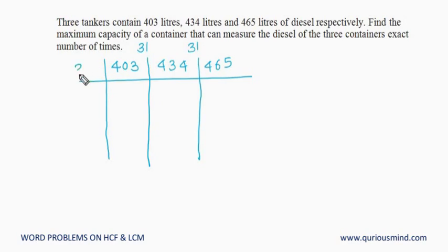Let me write 31. So if I say 31 13s are, 31 14s are, 31 15s are. These are consecutive numbers, and we know that consecutive numbers don't have a common factor. So we'll have to stop here. So HCF of these numbers is 31. And hence what we need is a container of capacity 31 liters to measure the diesel of these 3 containers exact number of times.